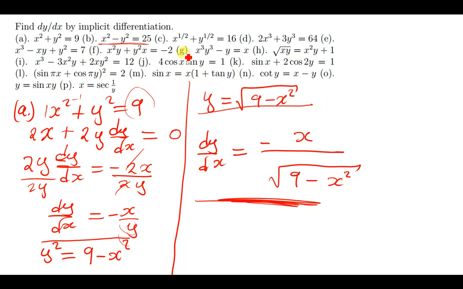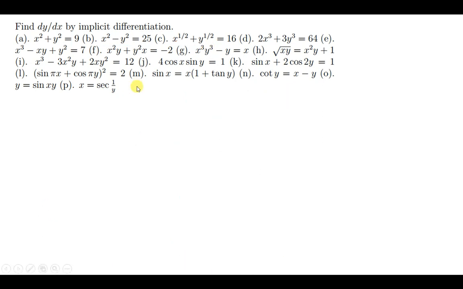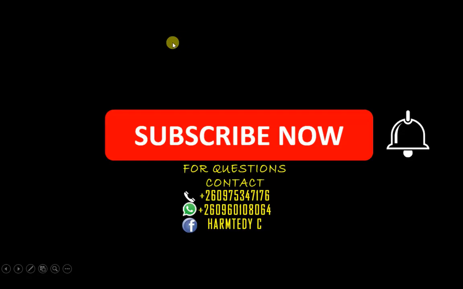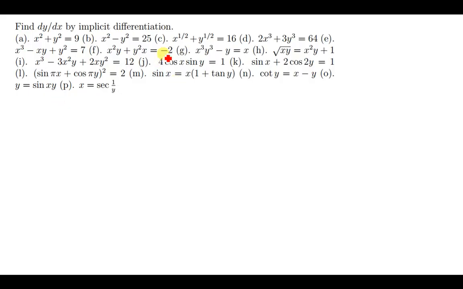Okay, so let's look at this one. For C we have x to the power half, which is just the same as the square root of x, plus y to the power half, which is also the same as the square root of y. So we have x to the power half plus y to the power half is equal to 16. If you have such an expression and you want to differentiate it, you use what is called implicit function, because y has been raised to a certain power.